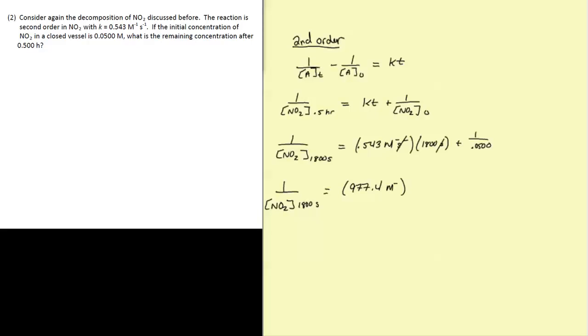After you do the math, you have a simple ratio of 1 over the concentration is equal to a particular number. Then you basically just cross multiply and solve for x.